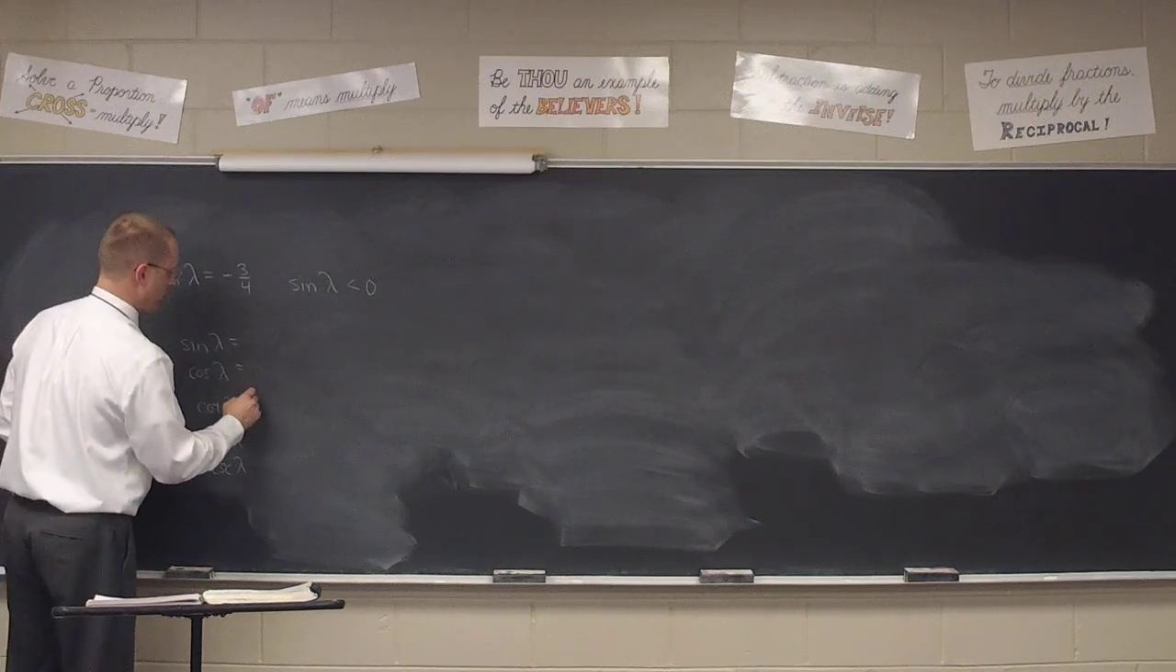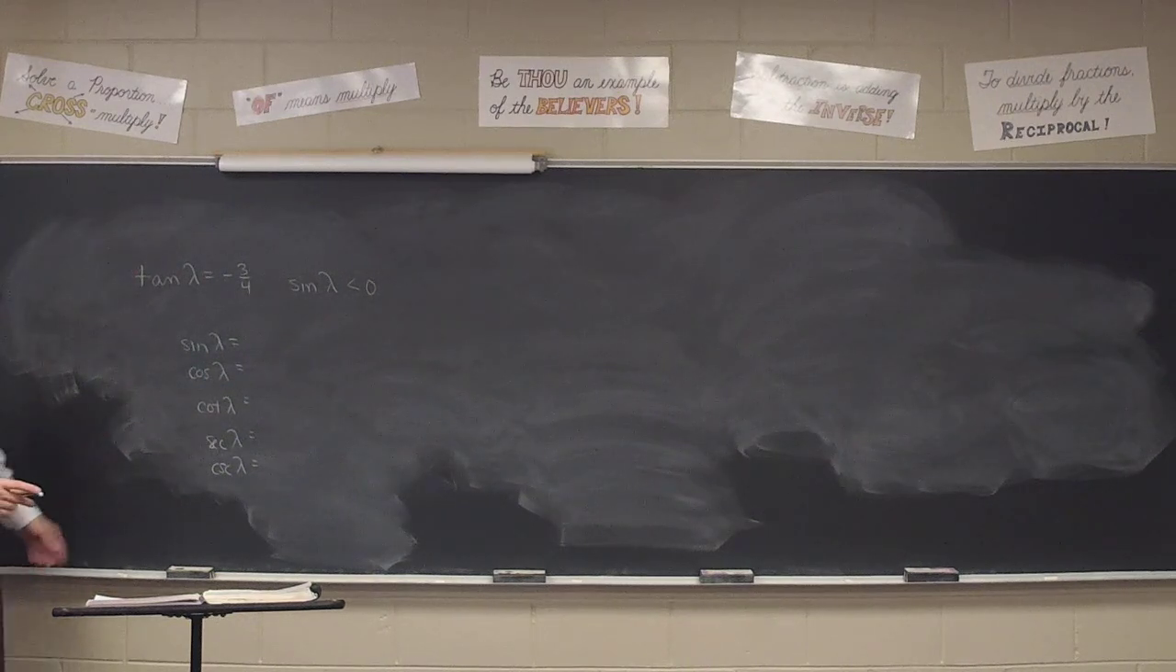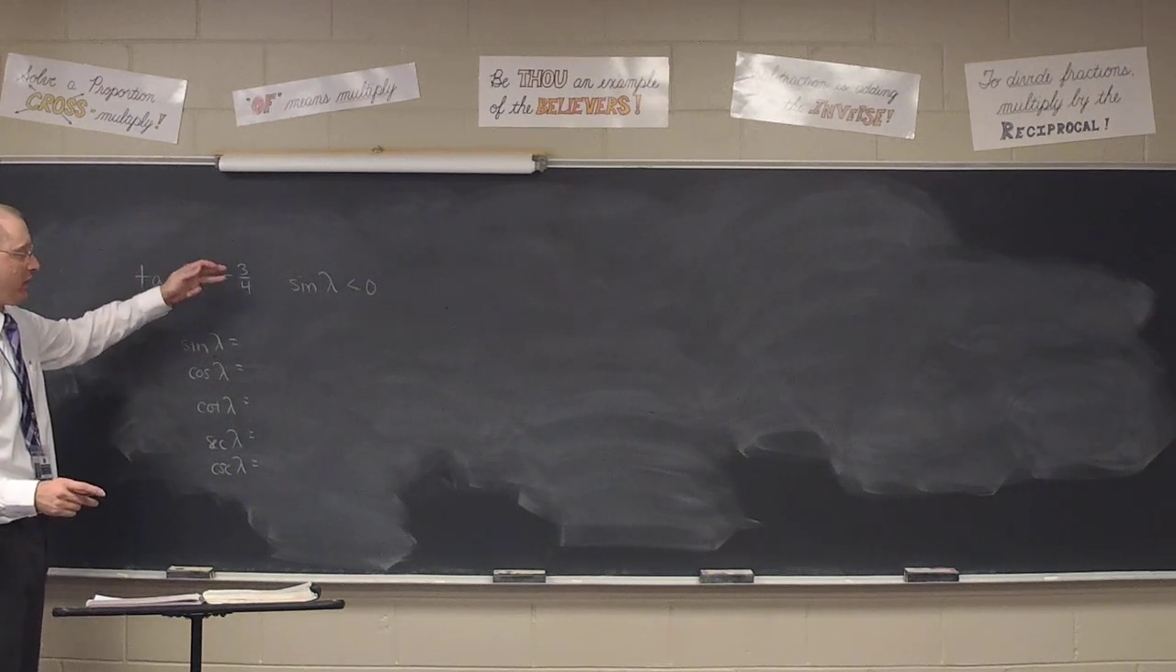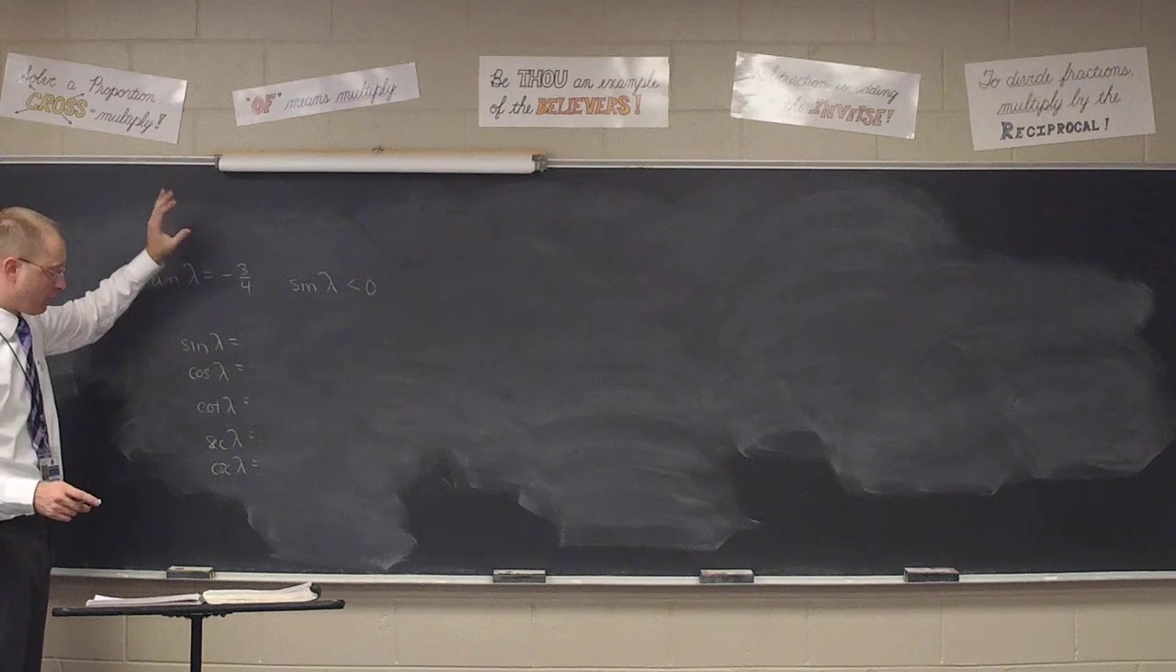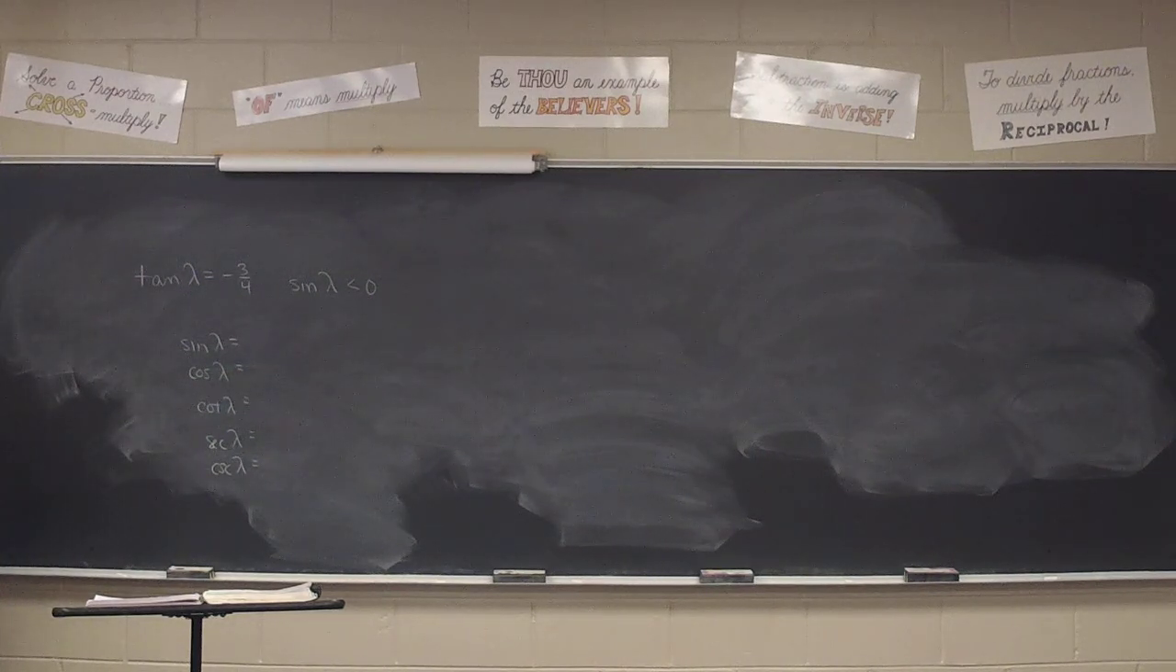Again, let me be clear. On a quiz or test, you would not do what we're about to do. You would say this is opposite over adjacent, you'd find the hypotenuse, you'd figure out the quadrant, you'd fill it in that way. But let's practice with our identities.